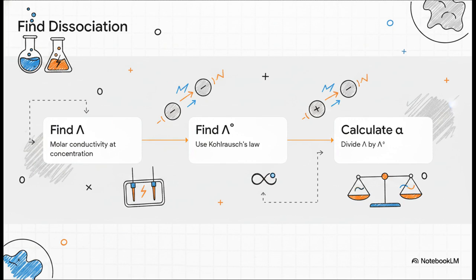Step 1. Calculate your molar conductivity at the given concentration. Step 2. Use Kohlrausch's law to find that limiting molar conductivity. And Step 3. Just divide the first number by the second.